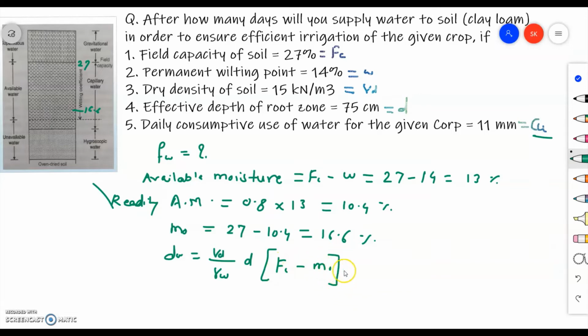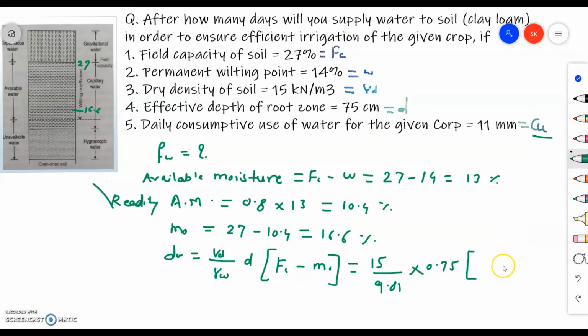Now we have all these terms. What is gamma d? Gamma d is given; the value of gamma d is 15 kilonewton per meter cube. So I'll write 15 kilonewton per meter cube divided by gamma w. Gamma w is also mentioned, that is 9.81, which is nothing but the unit weight of the water. Multiply by depth d. So d is given, it is 75 centimeter, which we can convert into meter, so 0.75 meter.